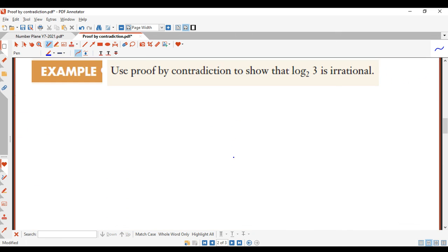Okay, so let's try the same idea for this one. Use proof by contradiction to show that log of 3 base 2 is irrational. So what we're going to do is say, suppose, and you can pause the video now if you want to have a go at this one. Suppose that the log in base 2 of 3 is rational.